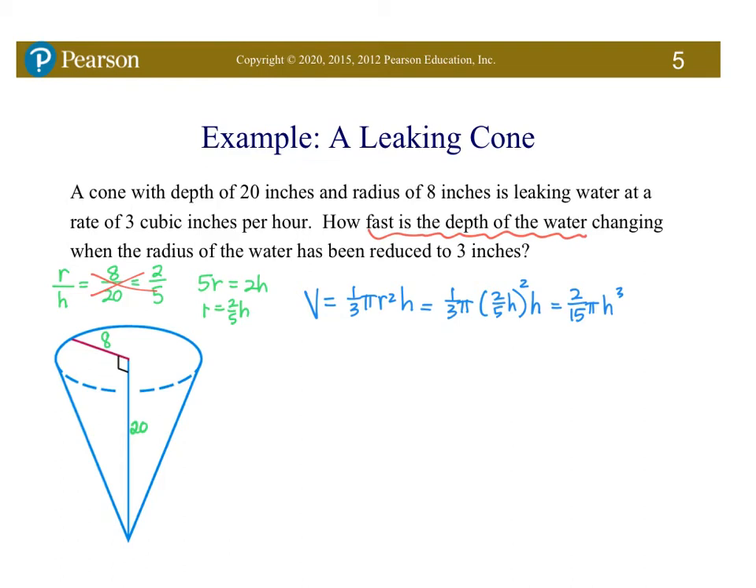Again, notice I haven't used any of the numbers of the problem except for the preservation of the 8 to 20 ratio. Now I'm going to introduce time by taking my derivative, so dV dt. I'll have 3 times 2/15 pi h squared times dh dt. The 3 over 2/15 can be reduced, and I'm left with 2/5.